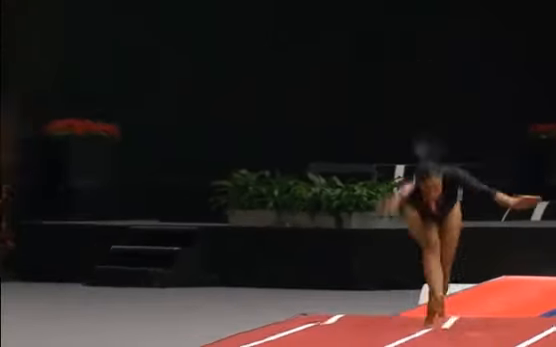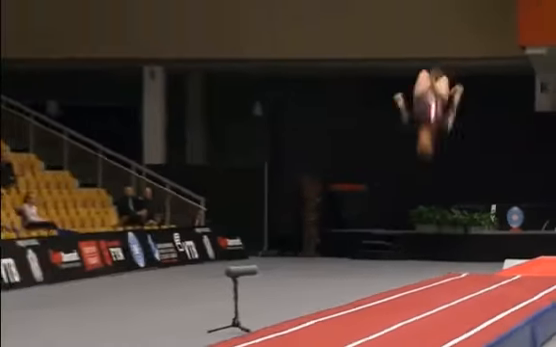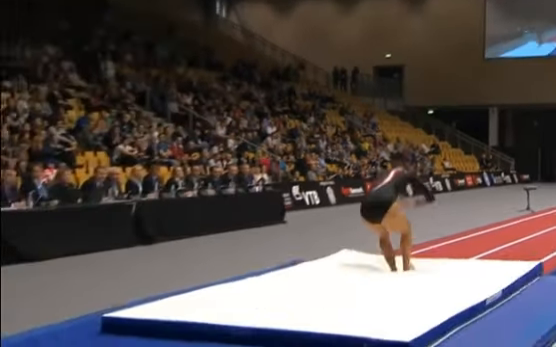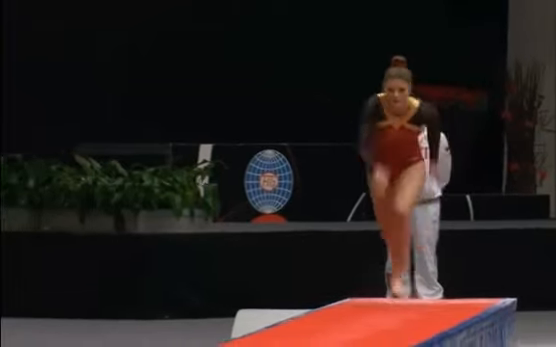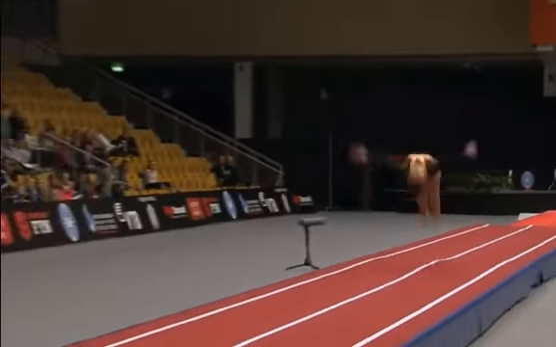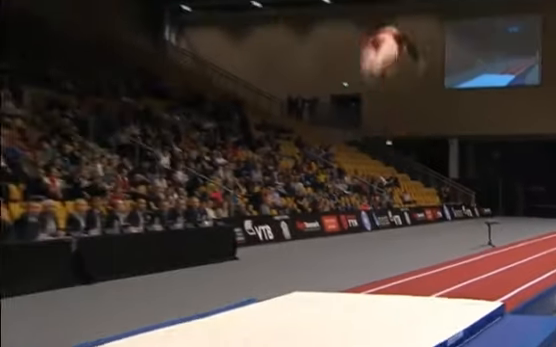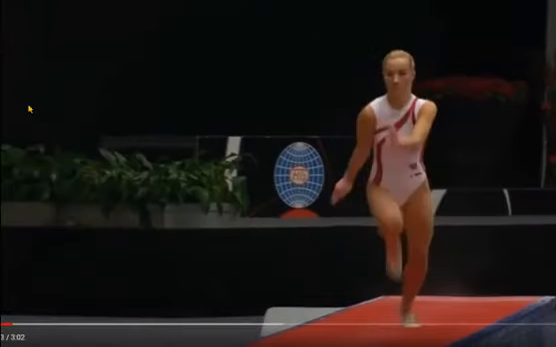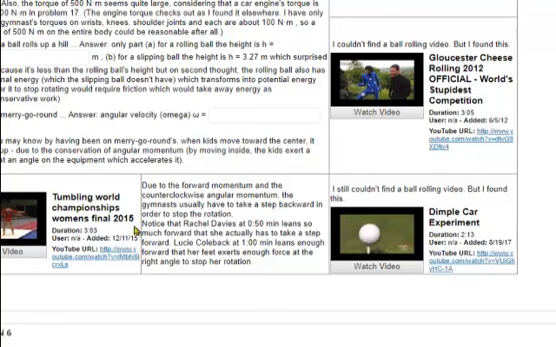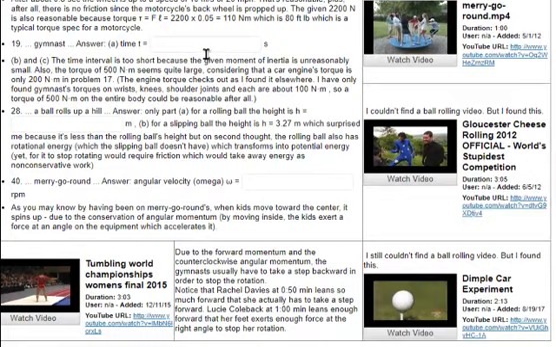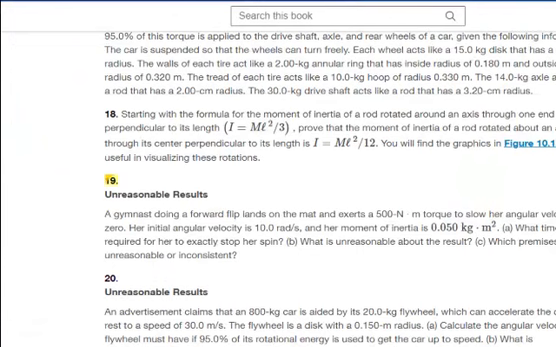So here's the Canadian, and here she has to apply enough torque for her to stop, and there she cannot. So here's the Belgian, and we can see that she is able to do it mostly right there. That's what it is. So in order to stop the tumbling, you have to exert enough torque, which is force times the lever arm. So let's look at the problem here.